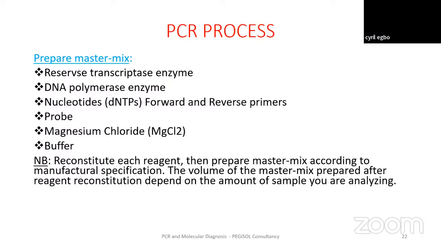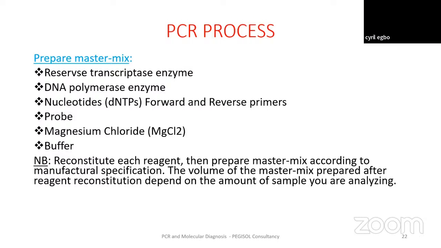Excuse me. So the master mix means they are just the precursors that make it happen. So number one, we have the reverse transcriptase enzyme. They are just enzymes because it's an enzymatic method. So we have the DNA polymerase enzyme. We have the nucleotides, the forward and the reverse primer. We have the probe. We have magnesium chloride, acting as a kind of catalyst in the process. Then we have buffer.